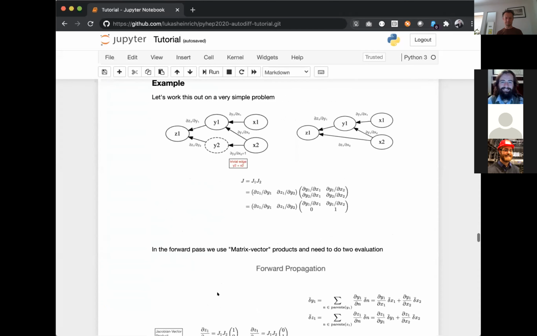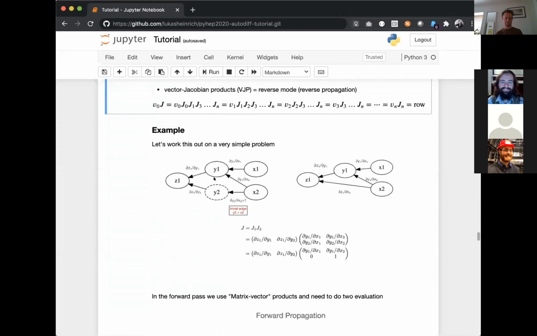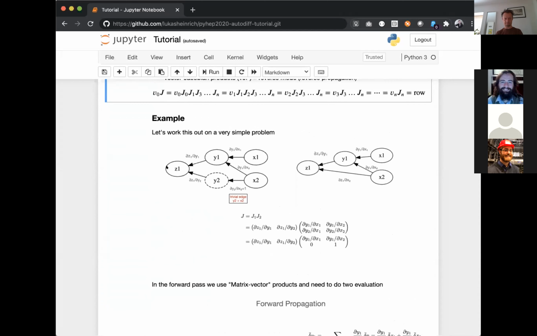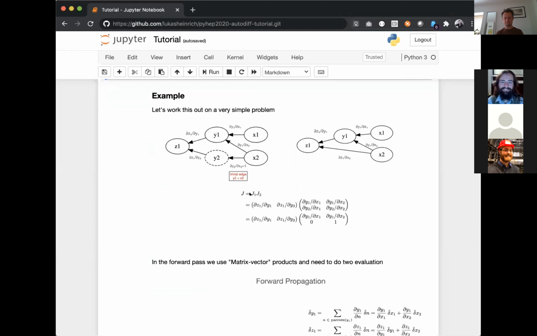Okay, so let's try to work this out in a super simple example. Let's say you have this computational graph where you have input values and then some intermediate output value. And then you have a third value, which takes this intermediate variable and one of the input variables. So you can compute this in a matrix picture, which requires you to add some dummy edge in order to not jump over the graph, because in a matrix multiplication, you can only have edges across adjacent layers. Or you can also represent this in this directed acyclic graph. And so you basically only compute this product of two Jacobians, and this is basically the derivatives.